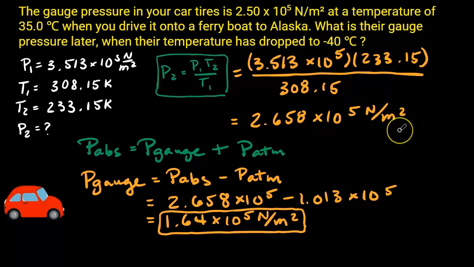Remember that this value is the absolute pressure, and we're looking for the gauge pressure. So we need to subtract the atmospheric pressure, which is 1.013 times 10 to the 5th, and our gauge pressure is 1.64 times 10 to the 5th newtons per meter squared.